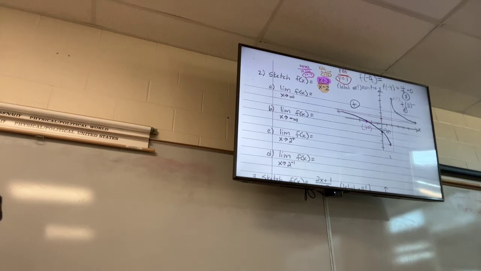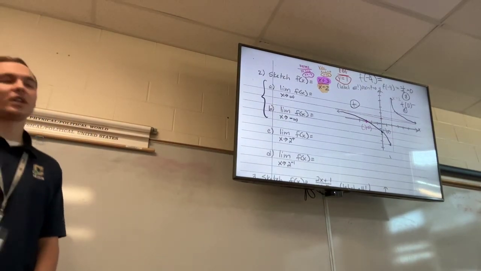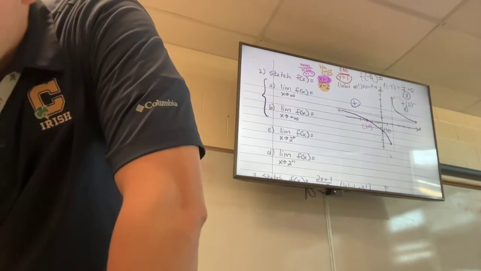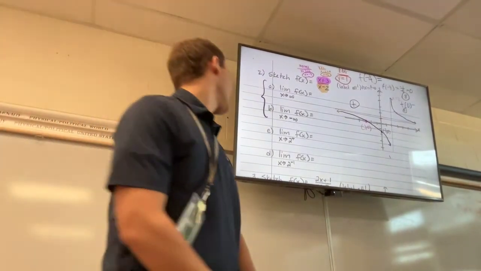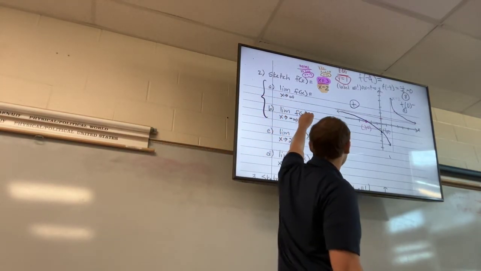All right. So that's my graph. Let's fill out A, B, C, and D here. A and B, what are those going to be? The limit of f of x as x goes to positive or negative infinity. What are these going to be equal to every time?